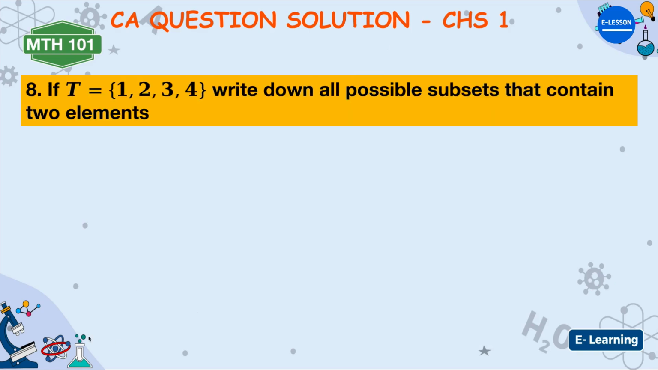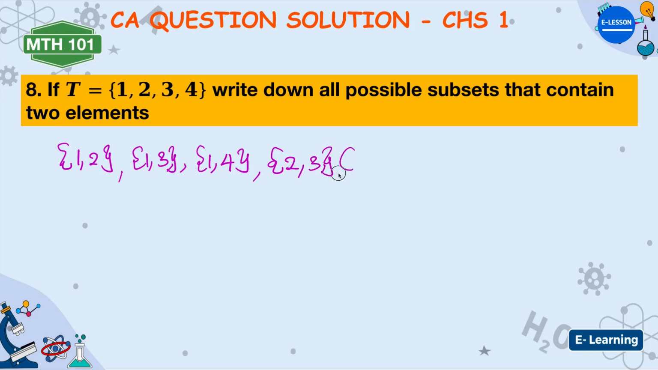If T is this, write down all possible subsets that contain two elements. The possible subsets that contain two elements are 1 and 2, right? 1 and 3, right? 1 and 4. Then you now start with 2. Use 1 to go through. You start with 2 again. So we have 2 and 3, 2 and 4, because you've done 1 and 2 before.